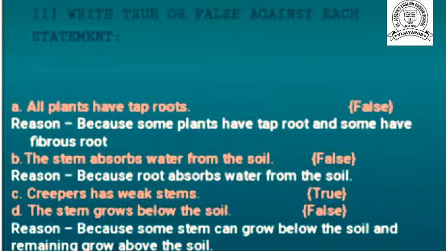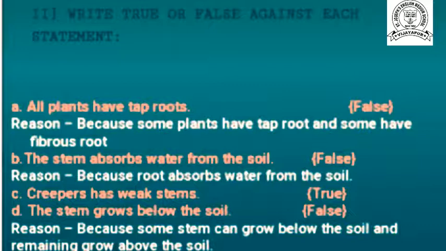Now the next question, creepers have weak stems. It is true. Creepers like watermelon and pumpkin have a weak stem. It cannot grow erect.